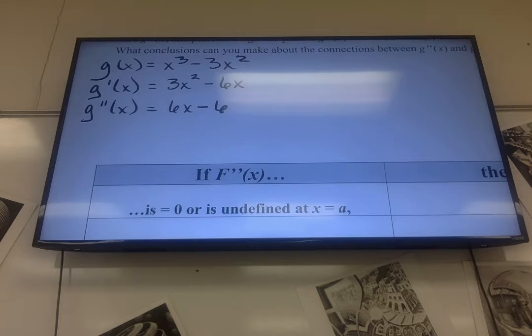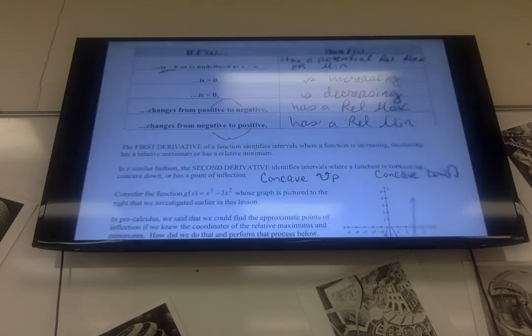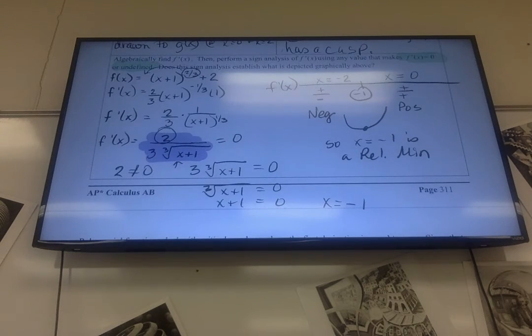Then it says, at what values of x does the sign of G double prime of x change? Okay, so it works out the same as with the first derivative. Over here, we've done this before: you took the first derivative and found out where it was equal to 0, and for f of x where it was undefined.